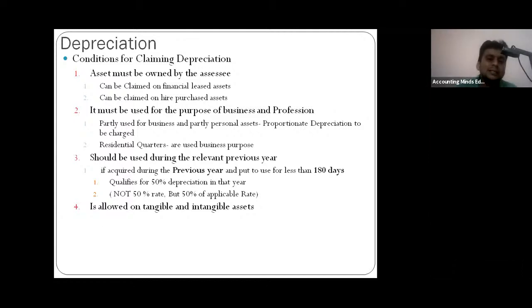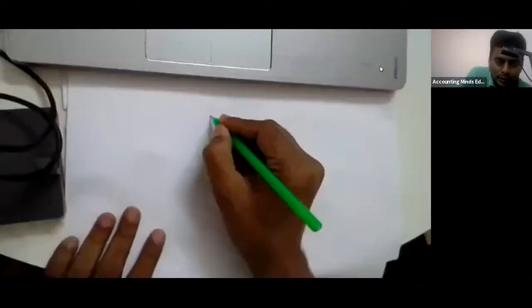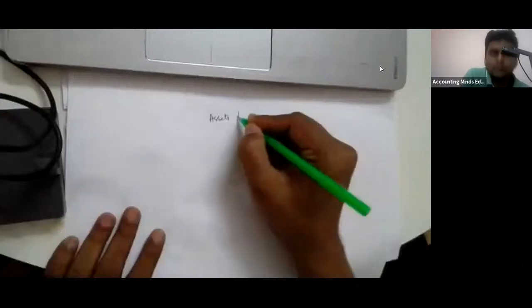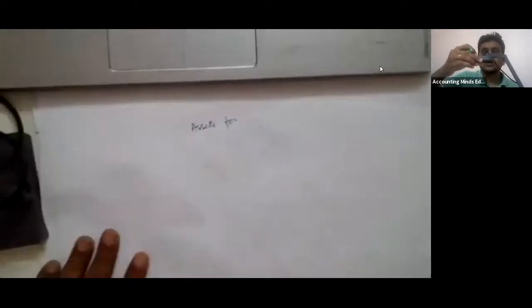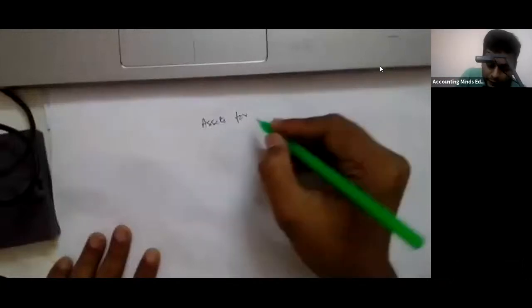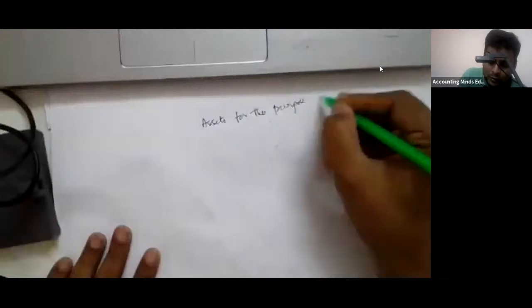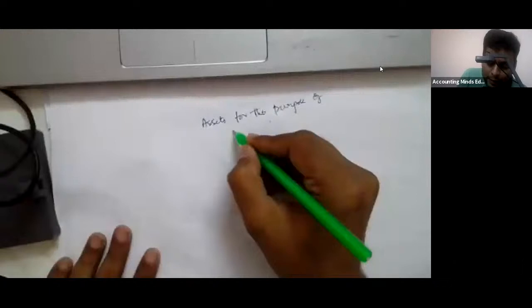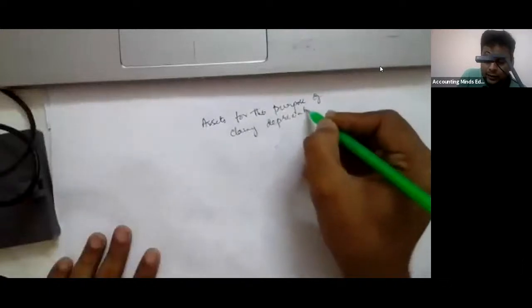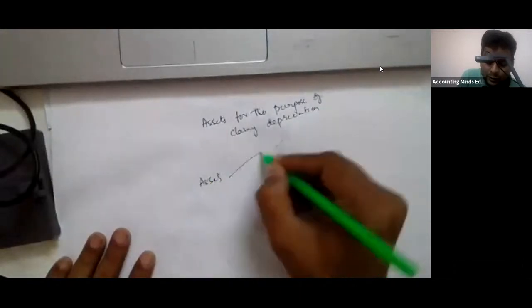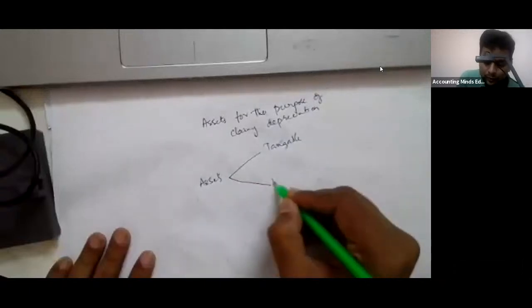So these assets, tangible assets and intangible assets. For claiming depreciation, assets are divided into how many categories? Assets are categorized into how many? Tangible and intangible. So for the purpose of claiming depreciation, there are two types of assets. What are those? Tangible and intangible.